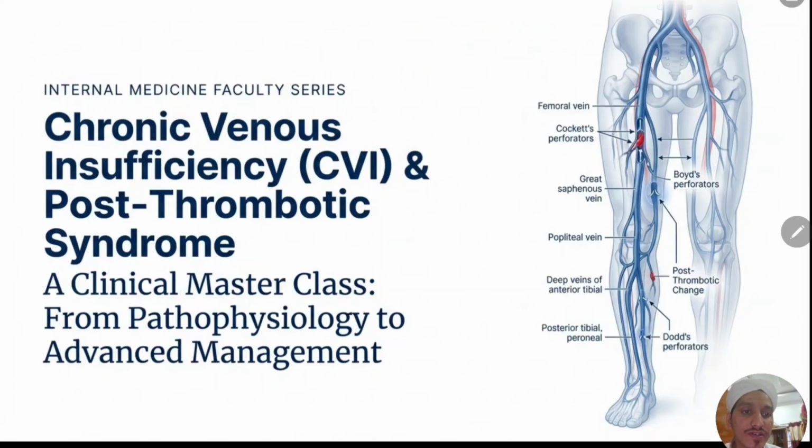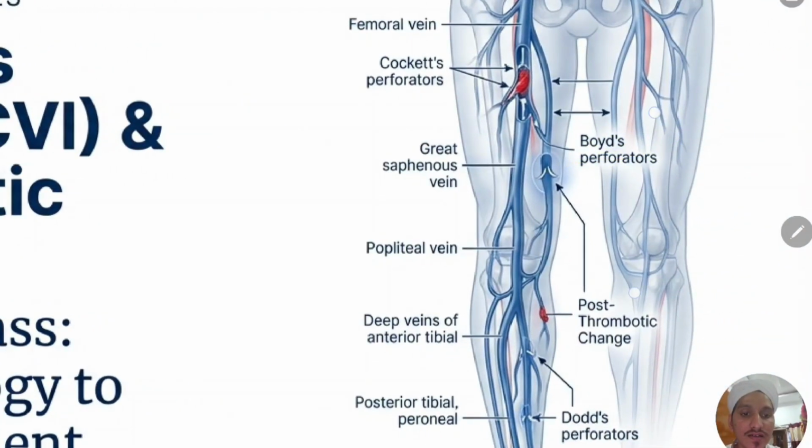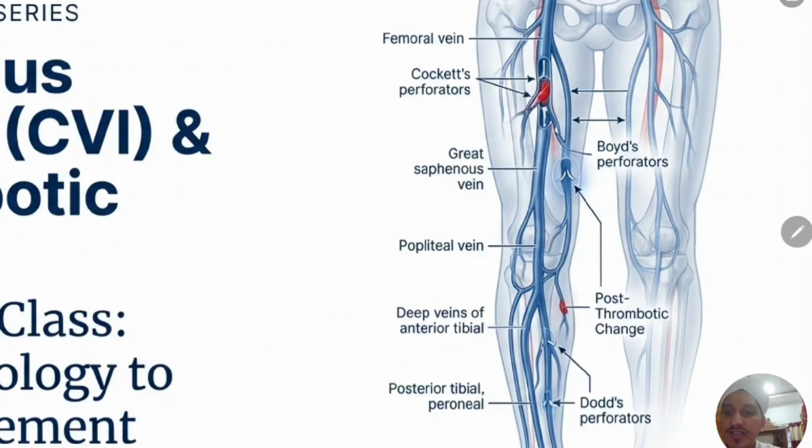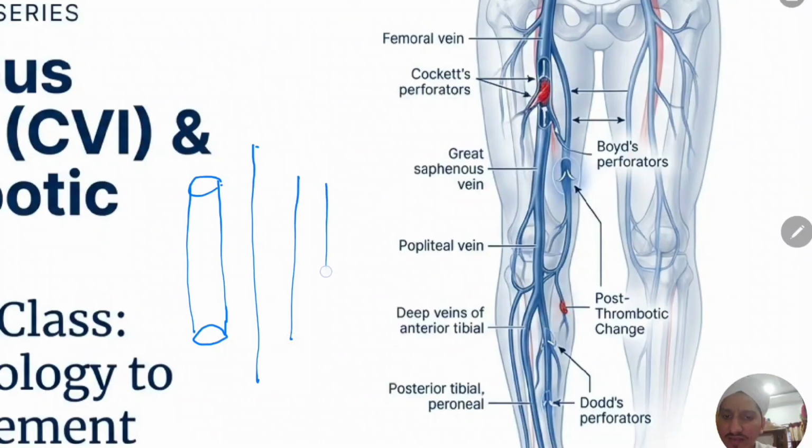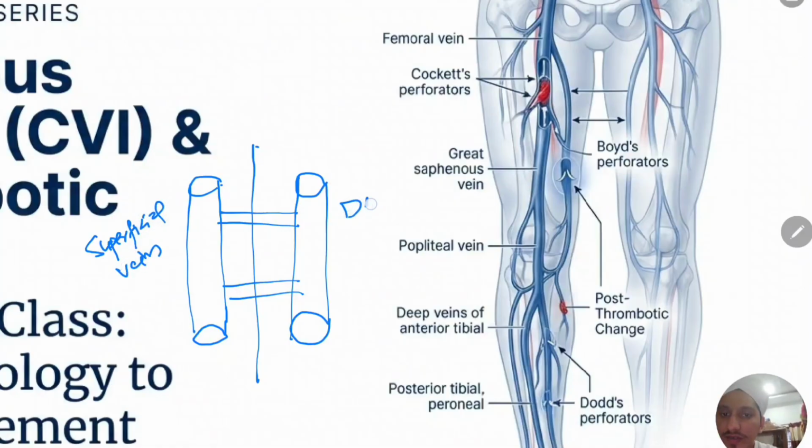Now coming to the basic pathophysiology. First you should know the anatomy, as you can see here. Basically there are two systems. This is one vein, this is the deep fascia, and this is another vein, which I have explained in the topic of deep venous thrombosis in detail. These are the superficial veins, this is the deep venous system, and these connecting veins are called perforators.